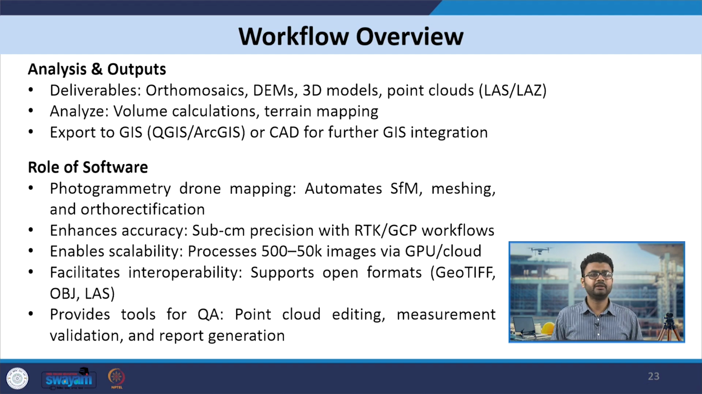And the role of the software here is that it automates the structure from motion, it automates the meshing, and it automates the orthorectification. It enhances the accuracy. It helps us achieve centimeter to sub-centimeter precision with RTK and GCP workflows. It also enables scalability. It can process from 500 to 50,000 images via either GPU or through the cloud. It also facilitates interoperability by supporting open formats like GeoTIFF, OBJ, and LAS. It also provides tools for quality assurance, for example through point cloud editing, measurement validation, and report generation.